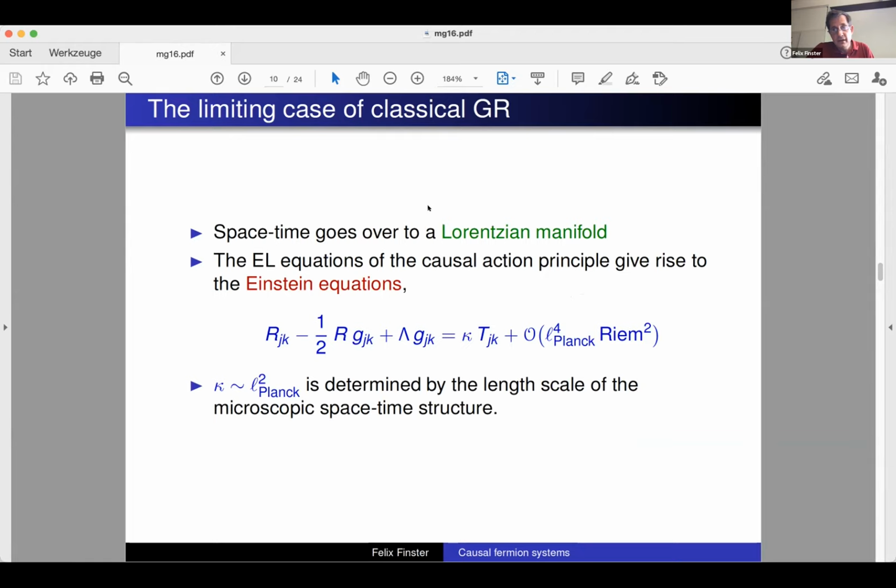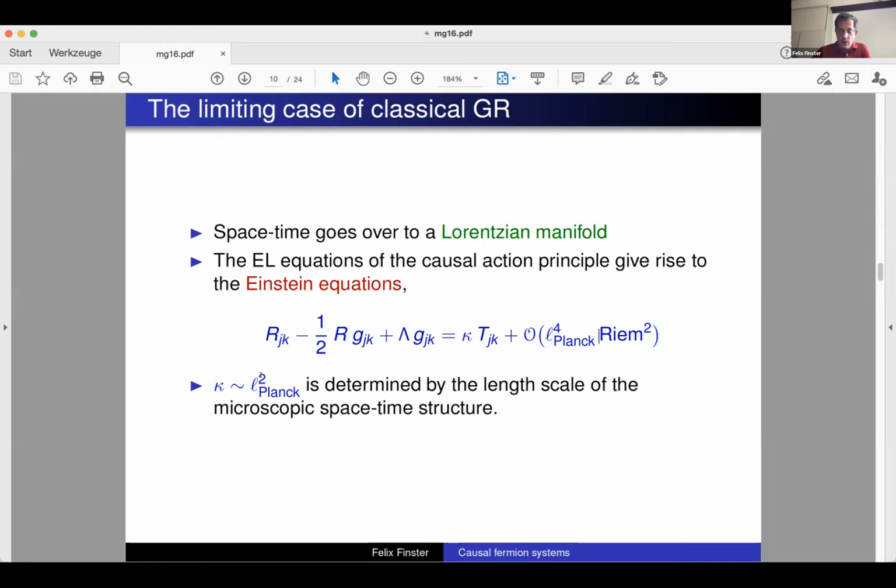The Euler-Lagrange equations of the causal action principle give rise to the usual Einstein equations, so with an undetermined value of the cosmological constant. And there are here higher order correction terms in the Riemann tensor, which we haven't determined yet. So this means there's an error term, second order in the Riemann tensor, which involves a prefactor which scales like the Planck length to the fourth power. So this is an extremely small correction term. And the gravitational coupling constant, which comes up here, scales like the Planck length squared, and the Planck length comes up here as the regularization scale, like one over this. So basically like this minimal length scale on which we regularize the system. Okay, so this is like classical GR.